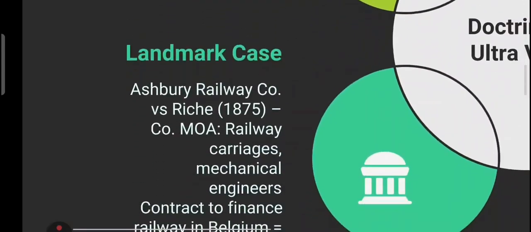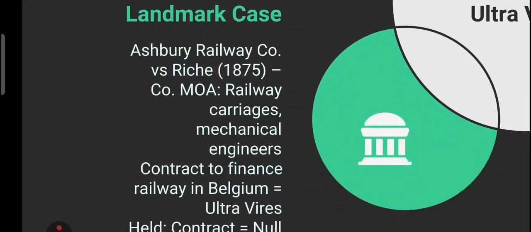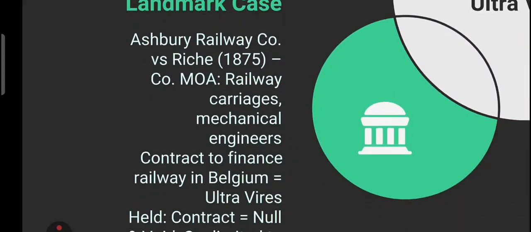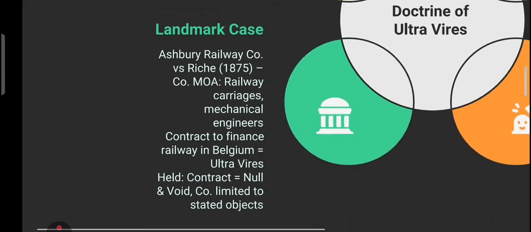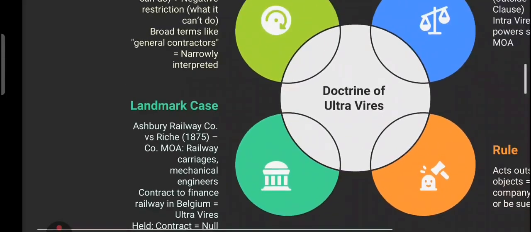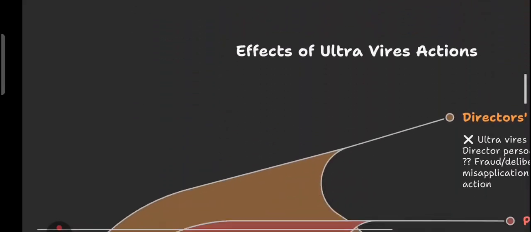There was a landmark case, right? Remember, a question is asked on the basis of the case, Ashbury Railway Co versus Riche, right? The company signed a contract to finance a railway in Belgium, something not stated in the MOA. The result: the contract was declared ultra vires and hence invalid. So remember, the company can do what is clearly written in its MOA. Anything else, legally powerless. That is all ultra vires is about. I hope your concept is clear.